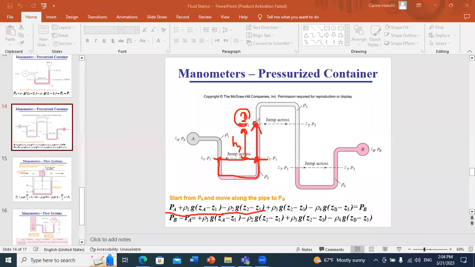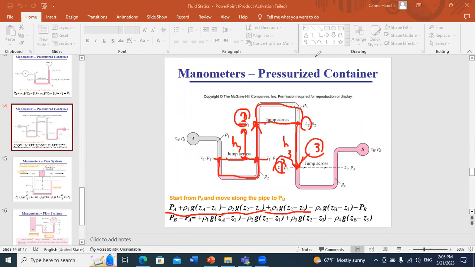Now, after point 2, what do I have? I have a new fluid now. Since this is fluid 3, I can jump across until reaching this point because I am at the same horizontal level in fluid 3 now. Since I am in fluid 3, and now to go to point 3, I should move downward, then the pressure will increase. So I should do plus rho 3g times H3. And what is H3? H3 is the difference in height. It's Z2 minus Z3. So this term would represent until now the pressure at point 3.